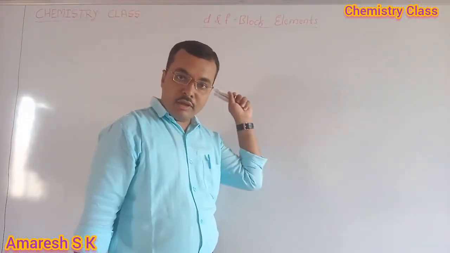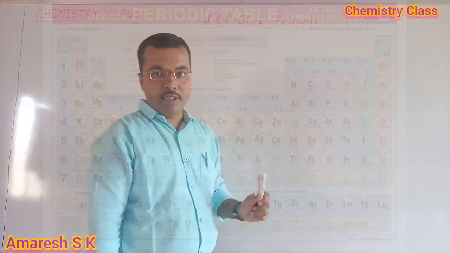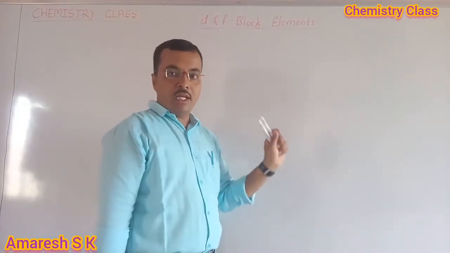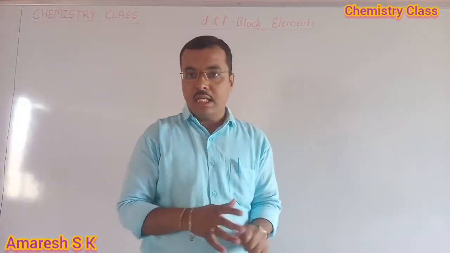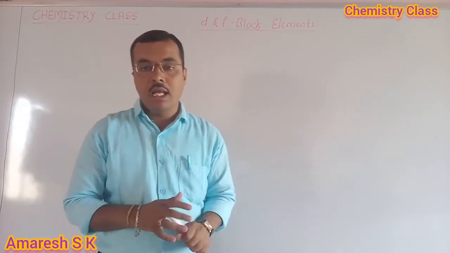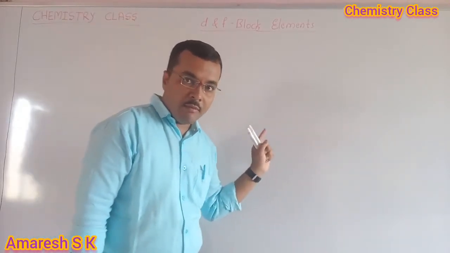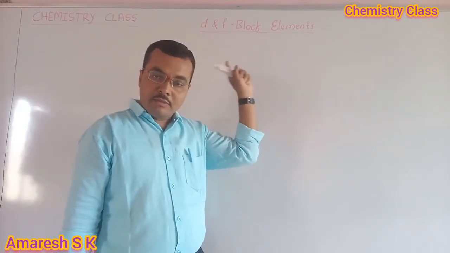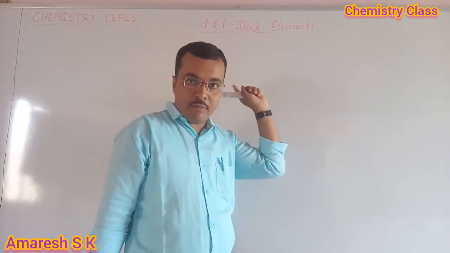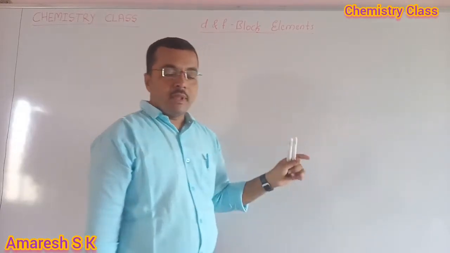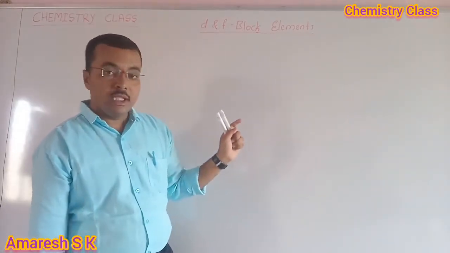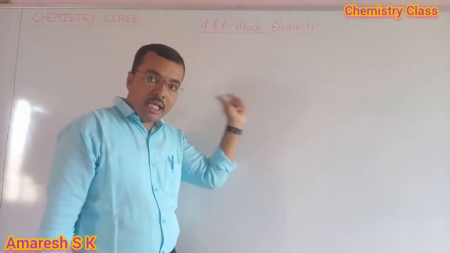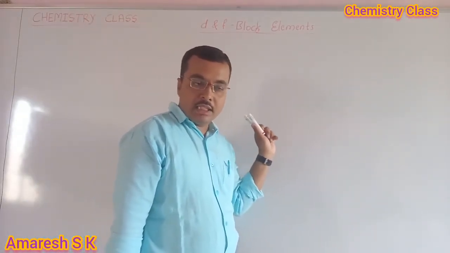In this class we are going to discuss the continued part of the chapter D and F block elements. In the previous session of this chapter we discussed the general introduction of the periodic table, the general classification of the periodic table, and especially the D block elements, the physical properties of D block elements, the classification of the D block elements and the electronic configuration of the 3D series of elements.